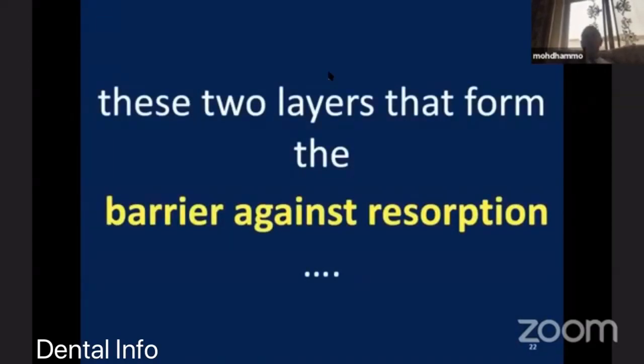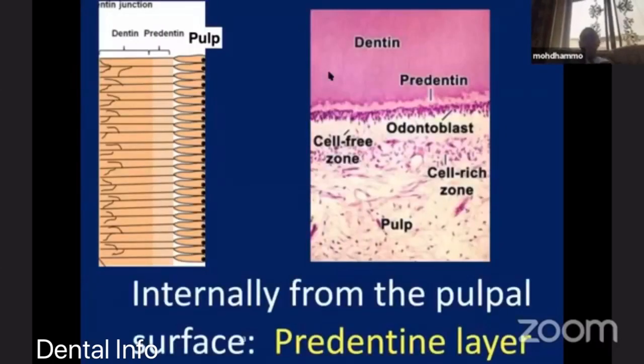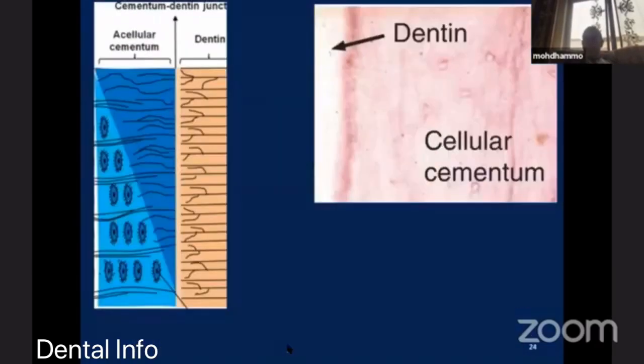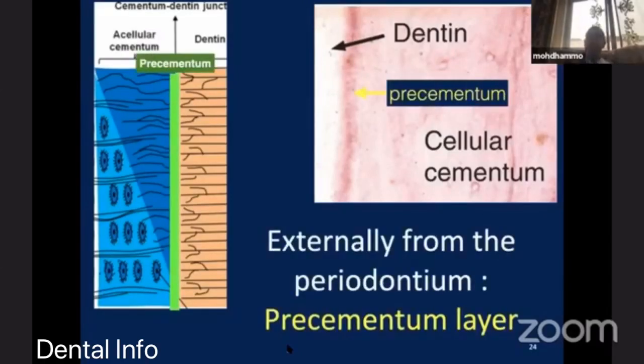These two layers form the barrier against resorption. Internally, from the pulp surface, there is a pre-dentin layer, and this layer is non-mineralized. The second layer is between the dentin and cementum. It is called pre-cementum, which is externally from the periodontium.